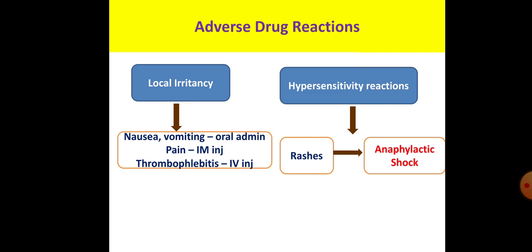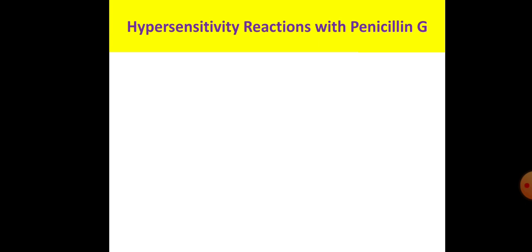It's very true that penicillin G is the safest antimicrobial, but in one individual out of 10,000, if anaphylactic shock occurs, then it is life threatening. Okay, now something more about the hypersensitivity with penicillin G. What is the pattern, how we can prevent it, and all that.